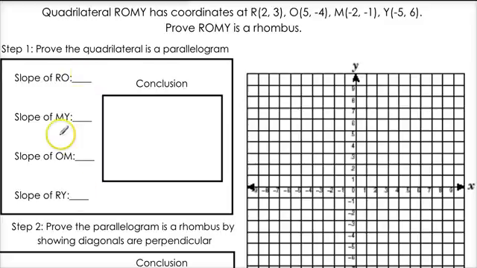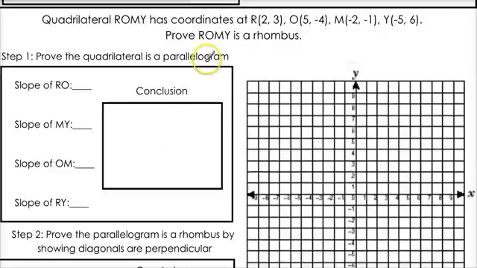Now for our next one, what I'd like you to do is do this on your own. Find all these slopes, write your conclusion to show that it's a parallelogram. In fact, first plot these points and find all your slopes and pause your video. And let's see if you do that correctly. Then write your first conclusion to prove that this is a parallelogram, and then we'll move on together. Okay, pause the video now.